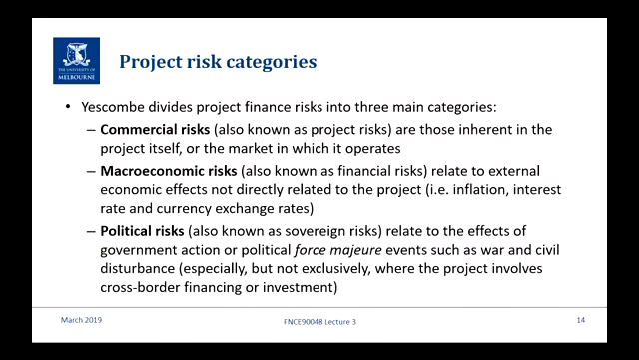And then he says the other category is political risks associated with where you're operating. So the effects of government action or political force majeure. Force majeure just means unstoppable force. So that's why when we talk about force majeure, we mainly focus on weather events, you know, natural force majeure events, but there's also unnatural, such as politics, like wars and civil disturbance and that sort of thing.